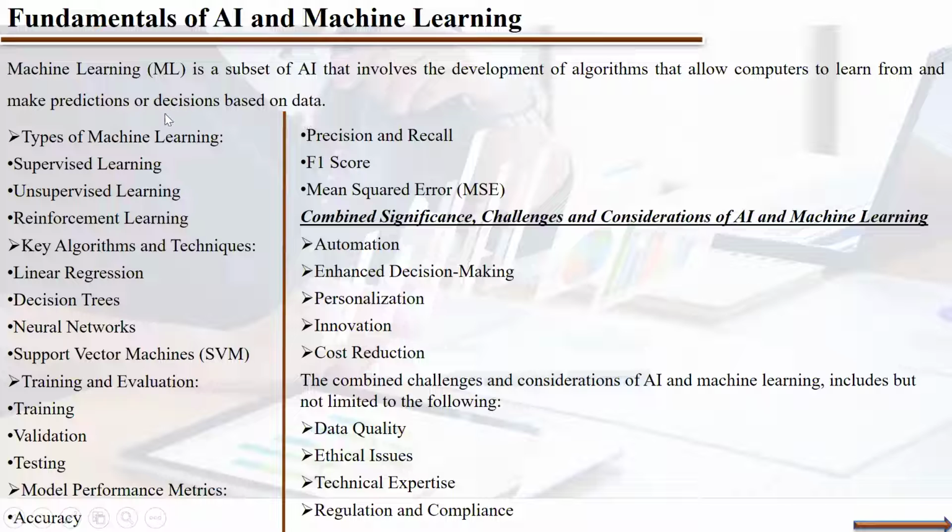Fundamentals of AI and machine learning. See it here. We say machine learning is a subset of AI that involves the development of algorithms that allow computers to learn from and make predictions or decisions based on data. Everything is data. Some even tell you that the most valuable asset currently in the field is data.